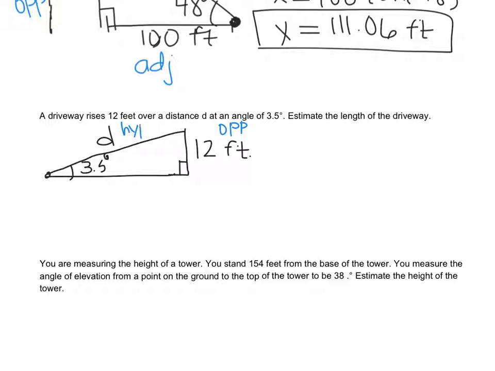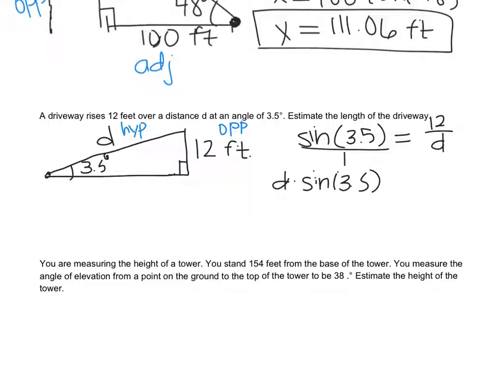So the trig ratio that involves opposite and hypotenuse is sine. So we know sine of 3.5 is going to equal the opposite side, 12, over d. That is our variable in this problem. So put sine of 3.5 over 1. When we cross multiply, we get d times the sine of 3.5 equals 12.